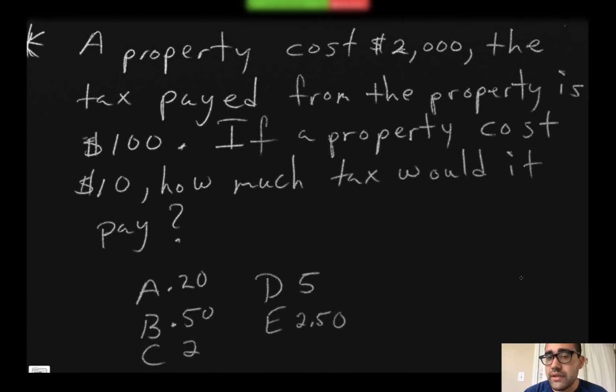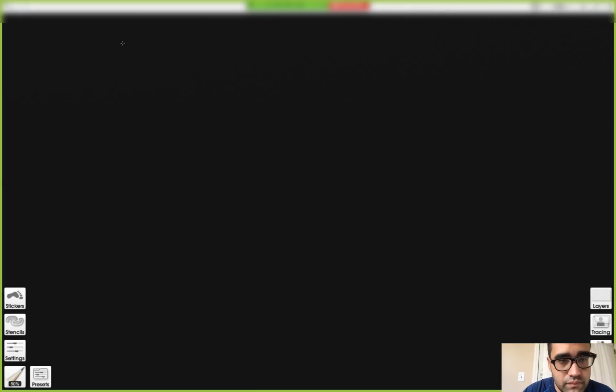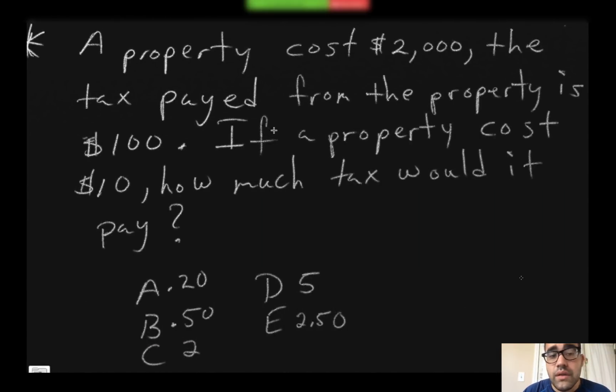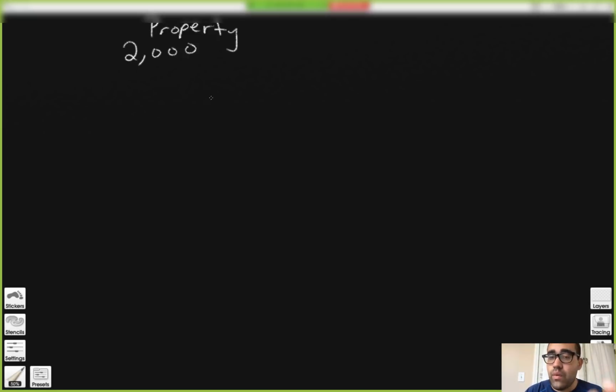So a property costs $2,000. The tax paid is 100. For 2,000 worth of property, you pay a tax of 100. I'm going to solve it type proportion.